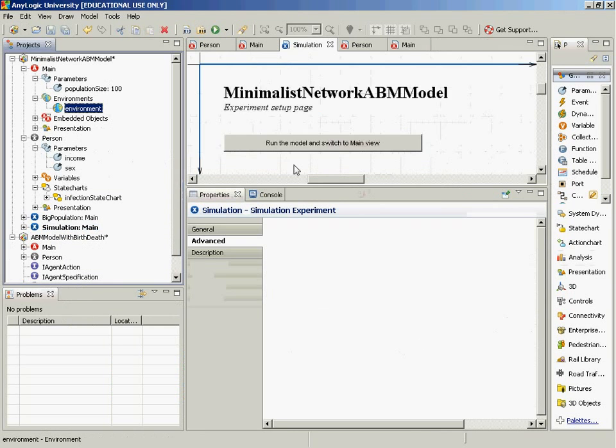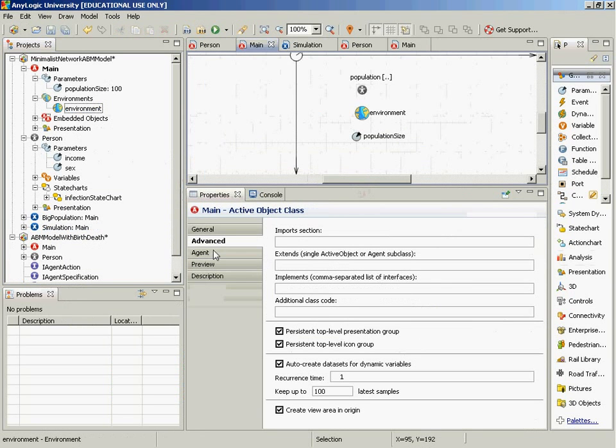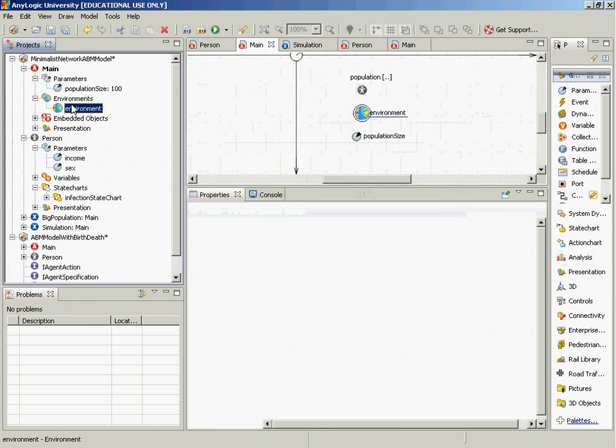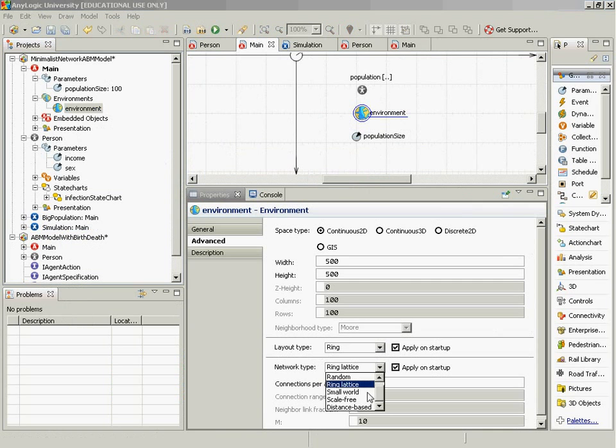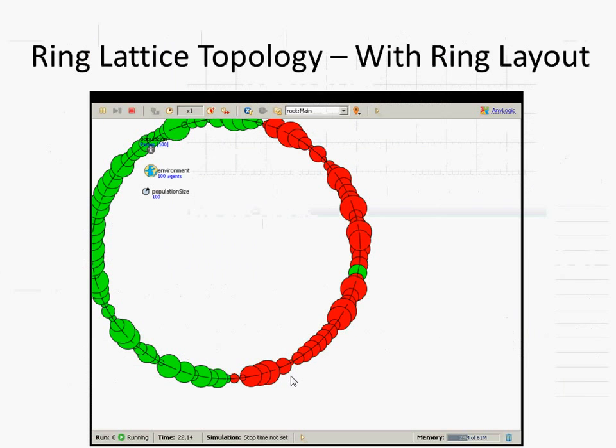Okay, so we're going to go up to environment now. And we're going to change this from a ring lattice to what's called a random network. And I'd like you to change the layout type. Well, heck, let's keep it as ring. Let's see what happens. I mean, it'll probably endeavor to do something.